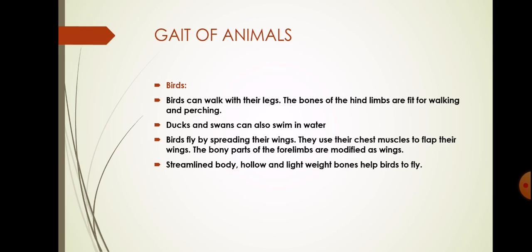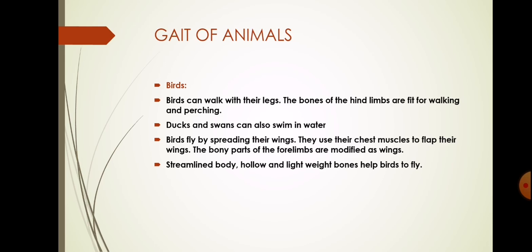Before we start with the birds, I just want to discuss something. Animals basically have four legs, and we have two legs, right? So these limbs are basically called a hind limb and a fore limb. In ours, the forelimbs are called the hands, and the hind limbs are called the legs.